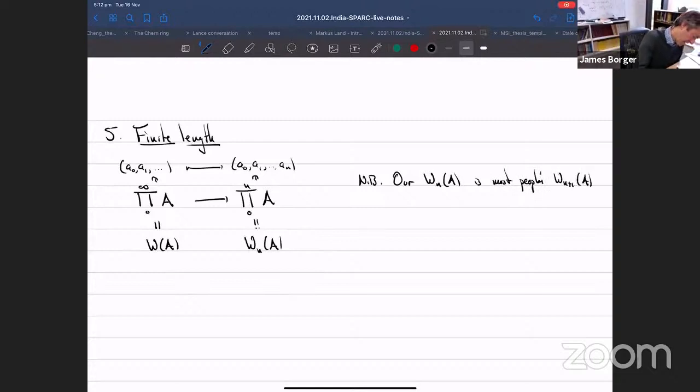So W0 of A is A. I have strong opinions that this is the right way to index them. I could give you all sorts of reasons why, but it's not the traditional way. So I just want to emphasize that to everybody. So when most people talk about W2, that is what I would call W1.